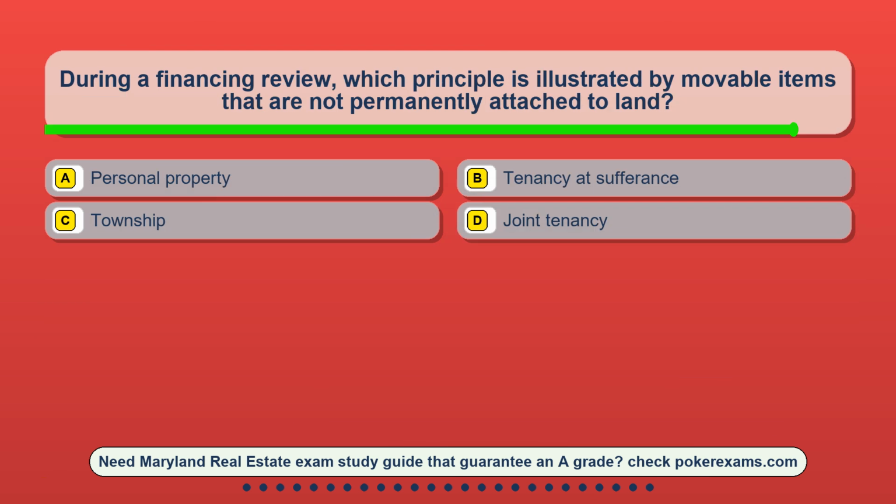Question 17. During a financing review, which principle is illustrated by movable items that are not permanently attached to land? Option A, personal property. Option B, tenancy at sufferance. Option C, township. Option D, joint tenancy.